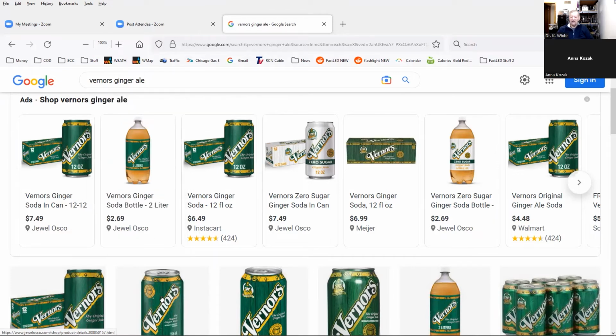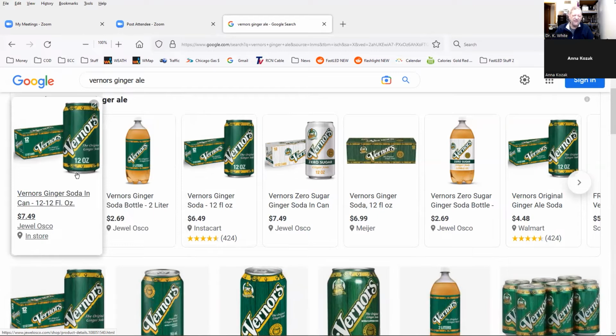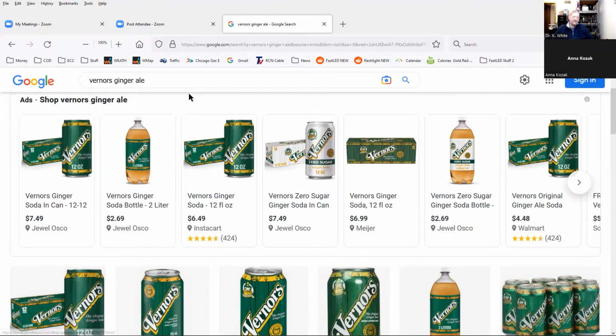Now, the best place I've found to find Verner's is Jewel. You can buy it, just about any Jewel has it. Some other stores have it, but usually, and yes, these 12 can cases right here, I've got 3 in my house. One I'm drinking out of when I'm not drinking tea, and others for emergency backup. And you should try some. Over the years, I've told students to, and they all have liked it except one. Well, you can't please everybody.